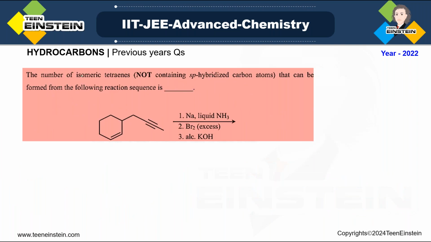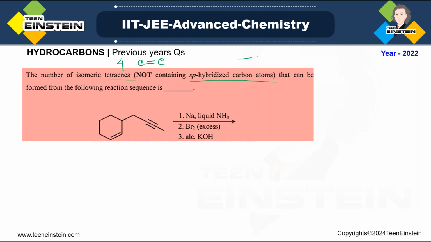Number of isomeric tetraene. Tetraene means what? Total 4 C=C double bonds will be there. That is why it is tetraene. In the bracket, it is mentioned not containing sp hybridized carbon atom. Now, what is the meaning of it?